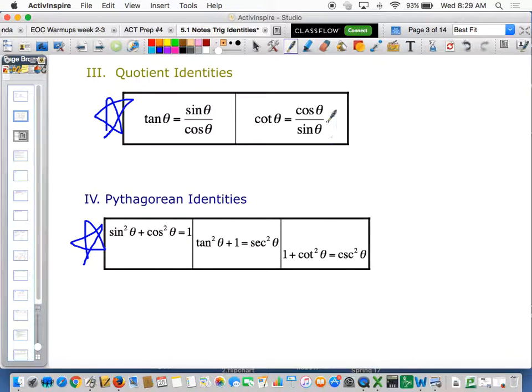By the way, you don't have to memorize any of these. You will be given these on your reference sheet. It should be on one of the first pages of your packet. So you don't need to memorize any of these. You just got to be able to use them.